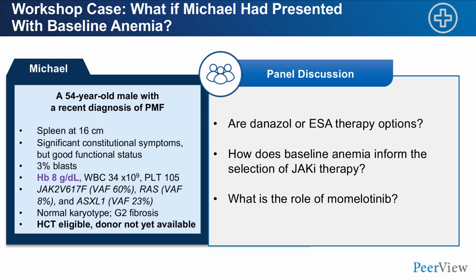I agree. And Kate, how does baseline anemia inform the selection of JAK inhibitor? What is the role in this situation for momelotinib? I think for most patients, they're really concerned about anemia. It affects their functional status, and momelotinib would be an excellent choice in this case.